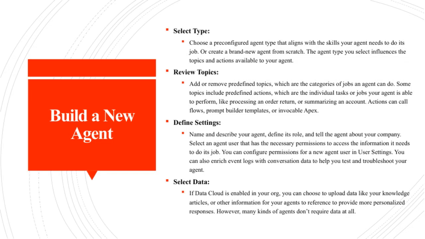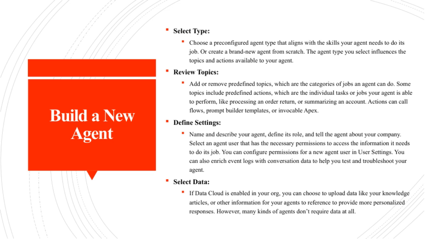Let's start by choosing the right agent type. You can pick a pre-configured one that matches the skills your agent needs, or you can go all the way and create a brand new agent from scratch. The type you select really shapes what topics and actions will be available to your agent later on, so it's an important first step.